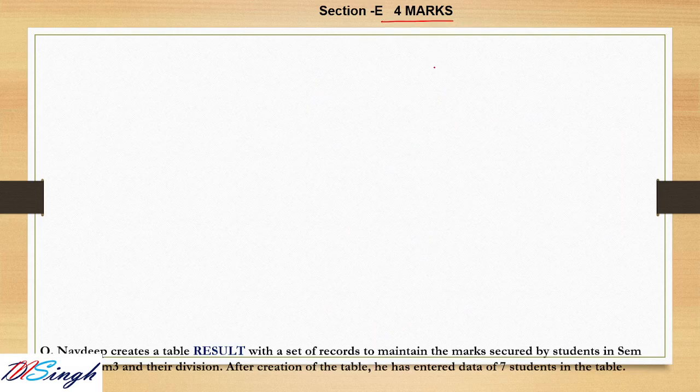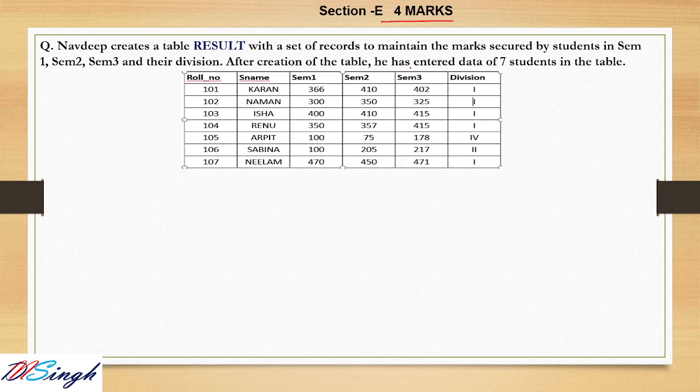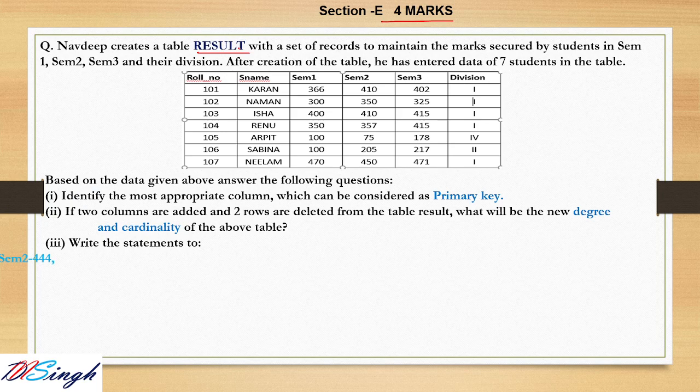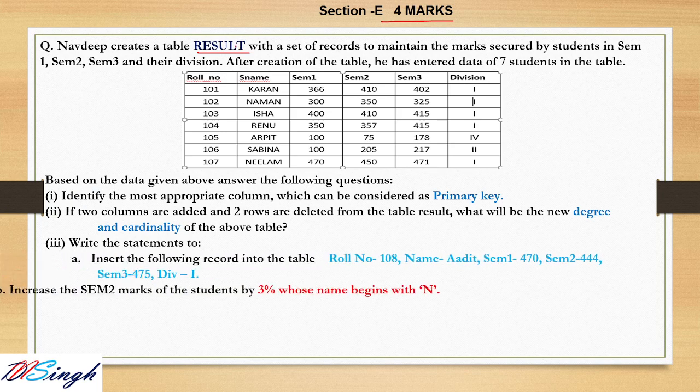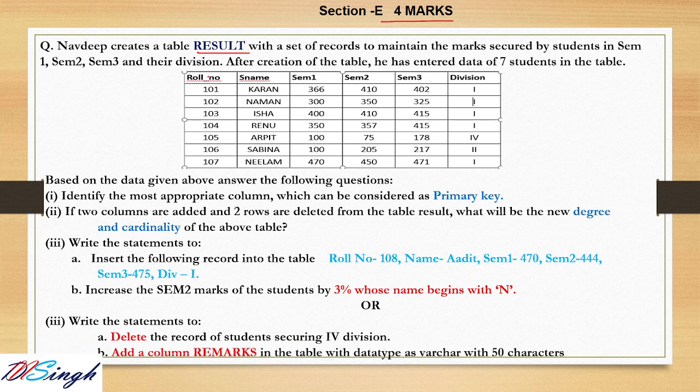Then you have section E, where you have questions of 4 marks. For that section E, the first question, as per the sample paper, is going to come from the database section. They have given a table and a result table. Based on the result table, they are going to ask questions. Here you have internal choice in subpart 3. This internal choice is in the third part only, not against the whole question. You have to keep that in mind.